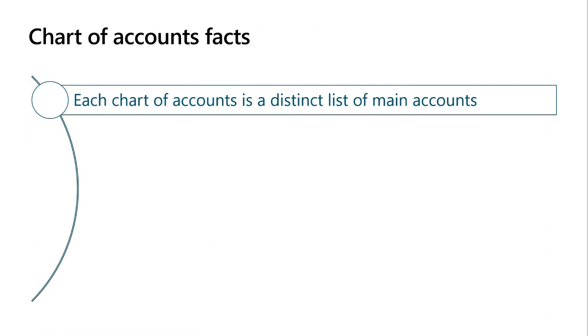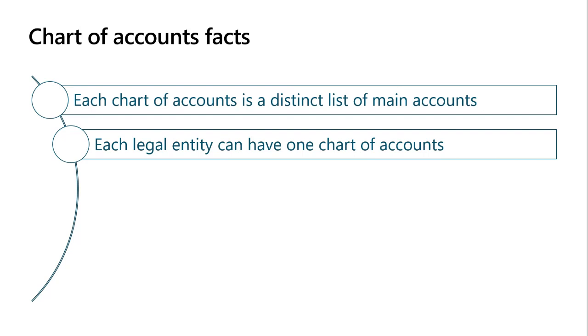Now let's switch gears a little bit and discuss the details about the chart of accounts in Dynamics 365 Finance. Each chart of accounts is a distinct list of main accounts. Every implementation will always have at least one chart of accounts defined. The chart of accounts page is not legal entity specific, meaning that you can open the page from any legal entity in the system and you will see each chart of accounts and all of the main accounts within it.